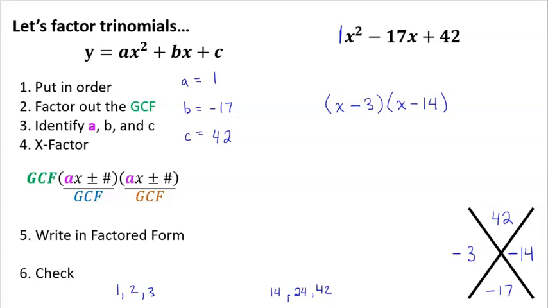Now we're just going to check really quick to see if there's a GCF inside of those parentheses. So is there a number that goes into 1 and 3? No. 1 and 14? No. And so this one is done.